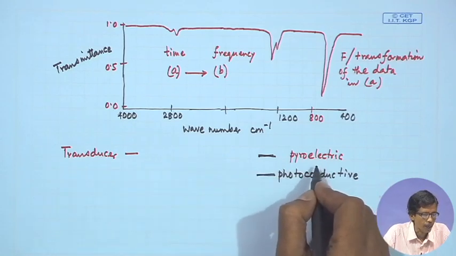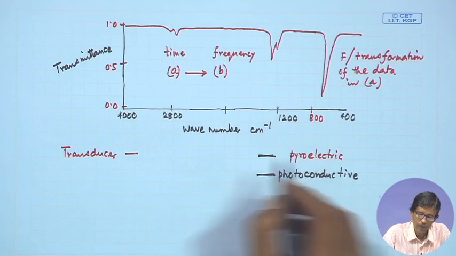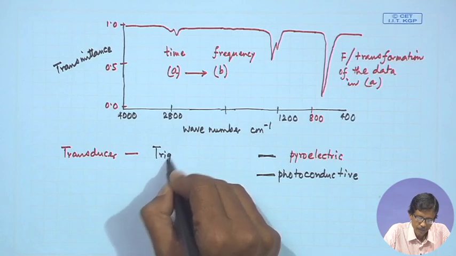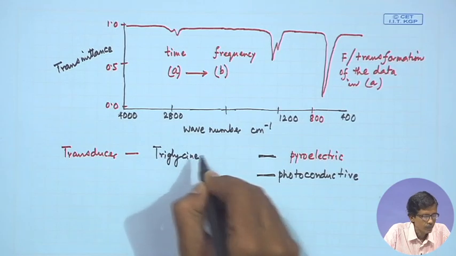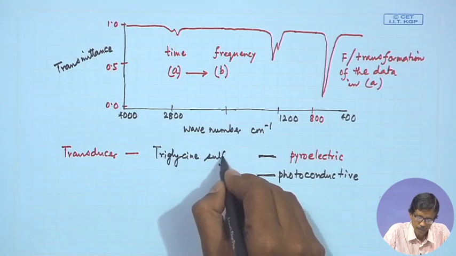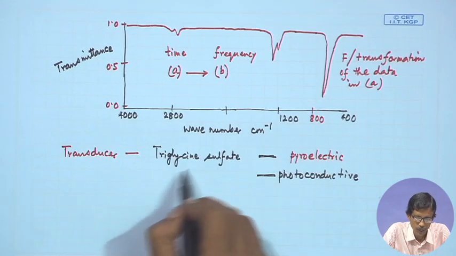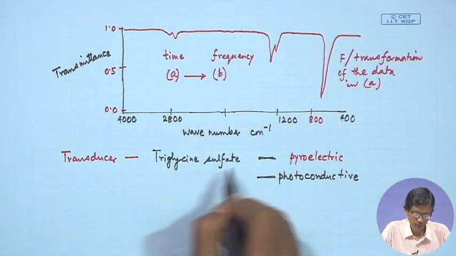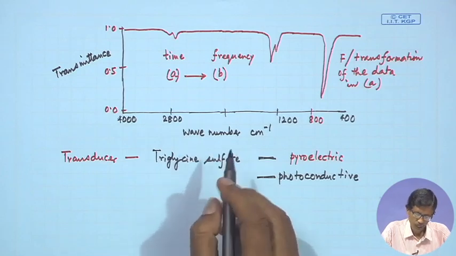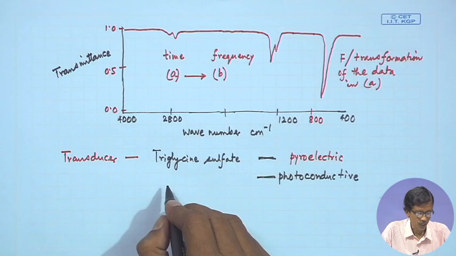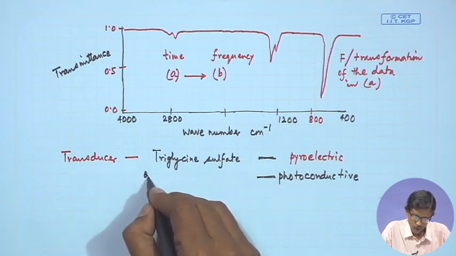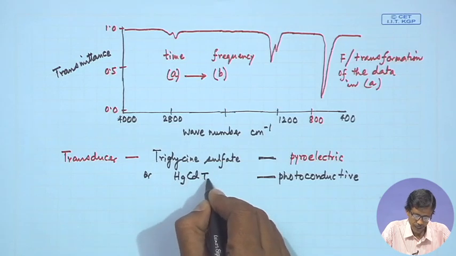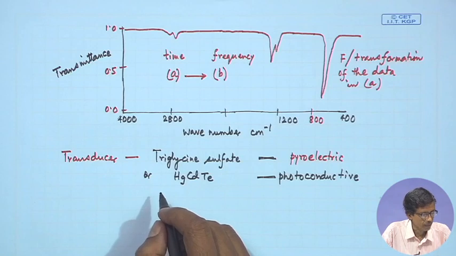This pyroelectric transducer is made of triglycine sulfate. It is a sulfate salt of the corresponding organic amino acid glycine, so three of these glycine units will be there. Triglycine sulfate is a solid, and that solid can behave as a transducer of pyroelectric type. The photoconductive one is mercury cadmium telluride.